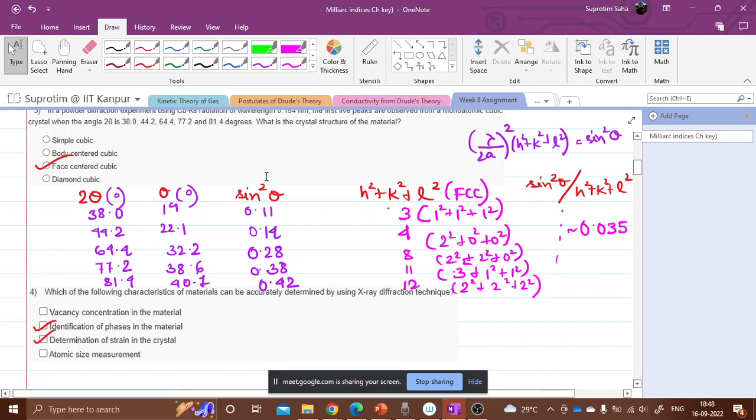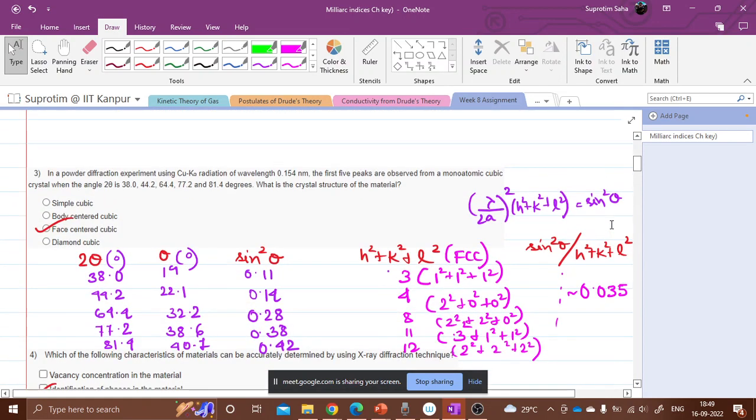For body centered cubic, not all the planes are allowed. In that case also, you'll see that sine square theta over this h squared plus k squared plus l squared will not give you the same constant value. But for FCC, you divide all these numbers, the planes that are allowed. So 111 plane is allowed, 200 plane is allowed, 220 plane is allowed, 311 plane is allowed, and 222 plane is allowed, right? So by this formula, divide this by this, divide this by this, divide this by this. You have the same constant value of 0.035.